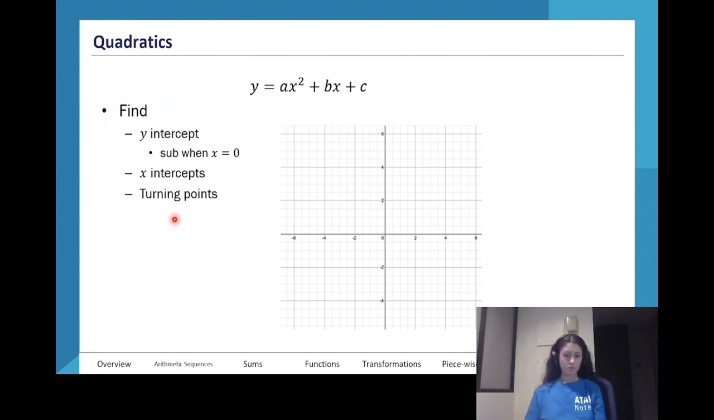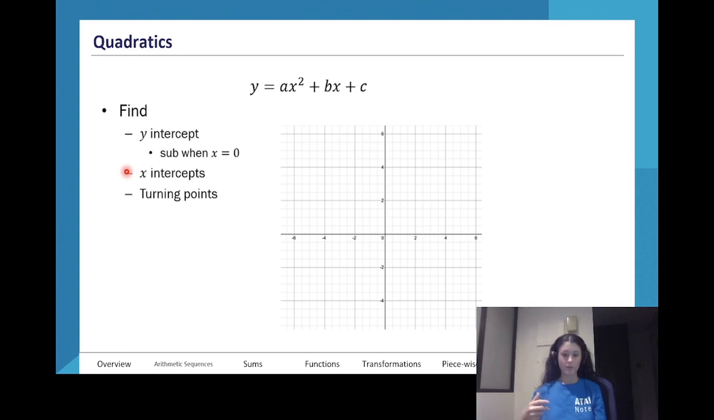Typical questions that you're going to be asked in terms of quadratics is firstly to find the y-intercept, which of course occurs when x equals 0. The x-intercept, which of course occurs when y equals 0.